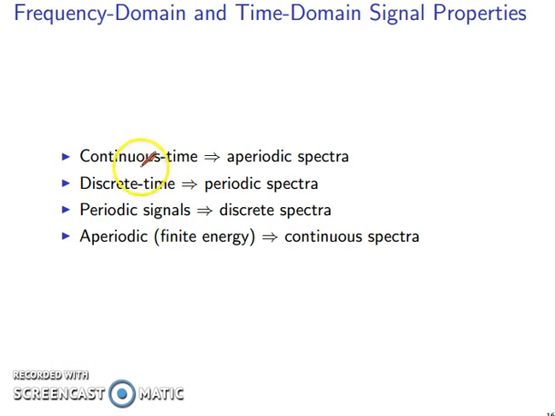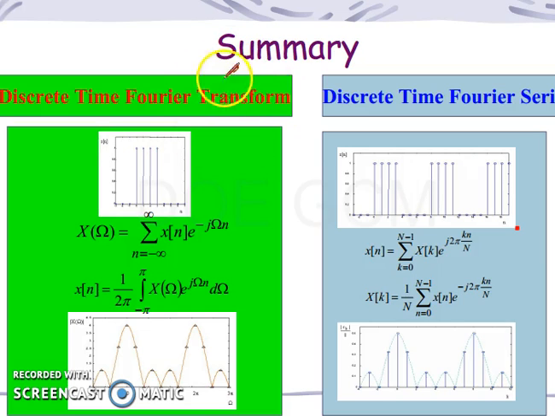So let us review. A continuous time signal will give you an aperiodic spectrum. A discrete time signal will give you a periodic spectrum. A periodic signal will give you a discrete spectrum, and an aperiodic signal will give you a continuous spectrum. Now let us look at a summary of these two cases.